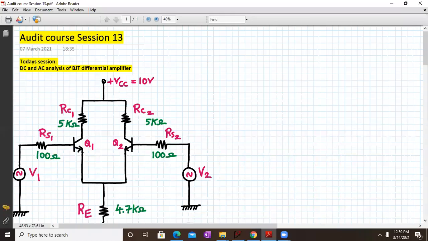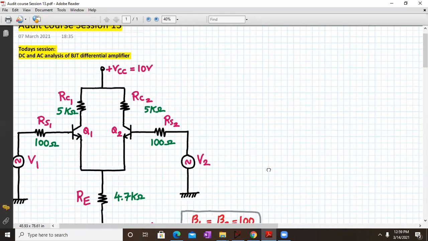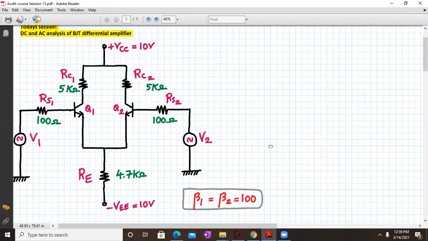Okay, so hello everyone. Welcome to Audit Core session number 13. Today's topic is the DC and AC analysis of BJT differential amplifier.